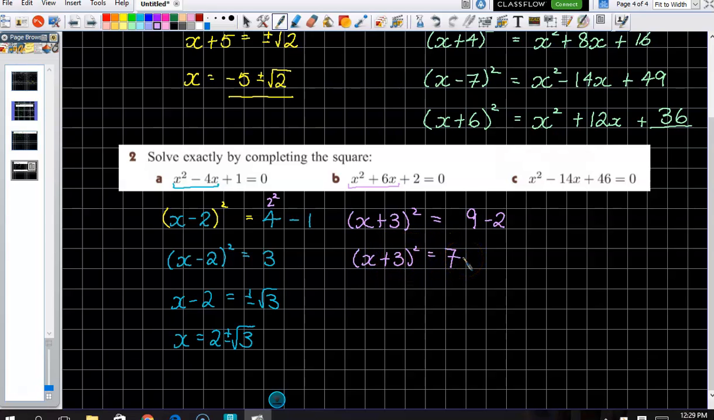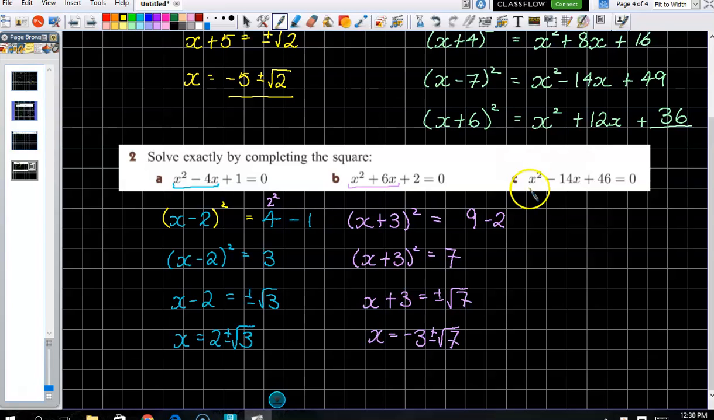And now? Yep, and away we go. So we've got x plus 3 equals plus or minus root 7. X equals minus 3 plus or minus root 7. One more? Yeah, baby, because I want to use yellow.